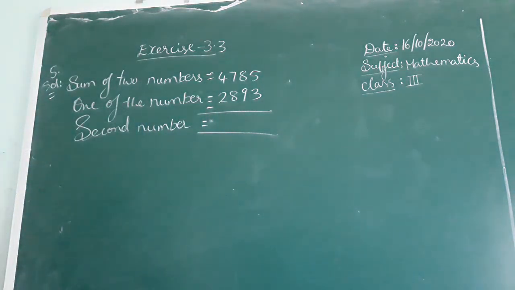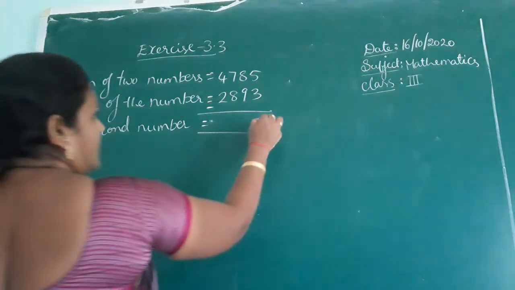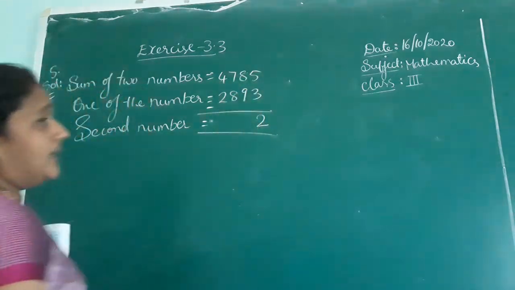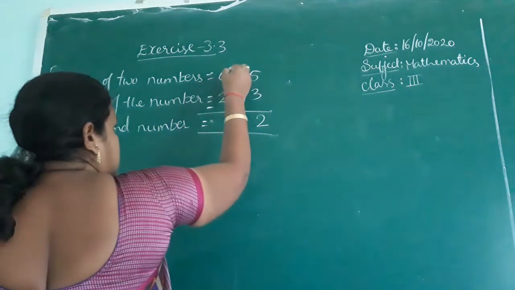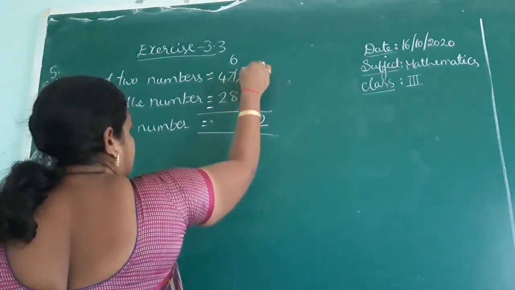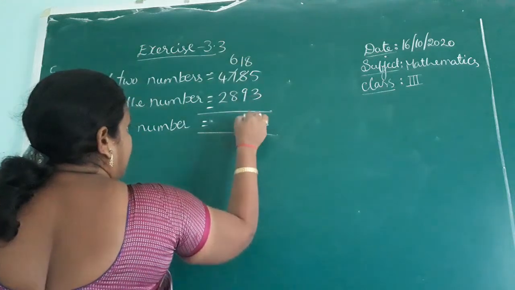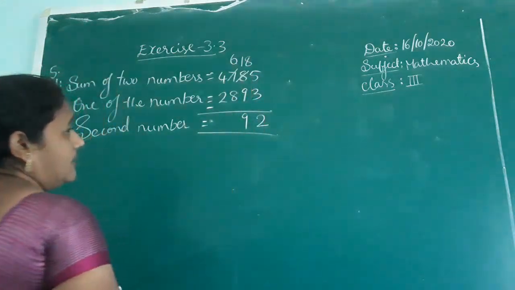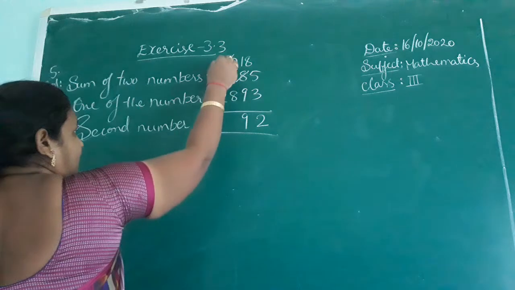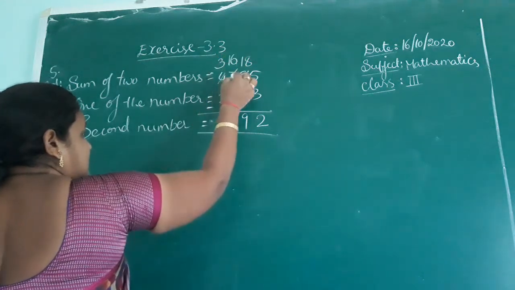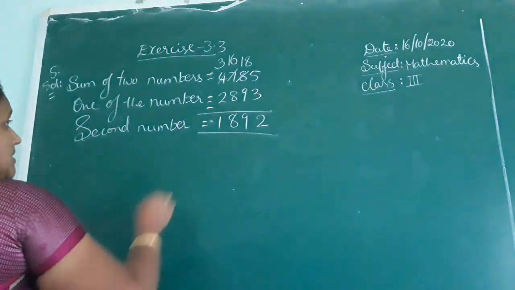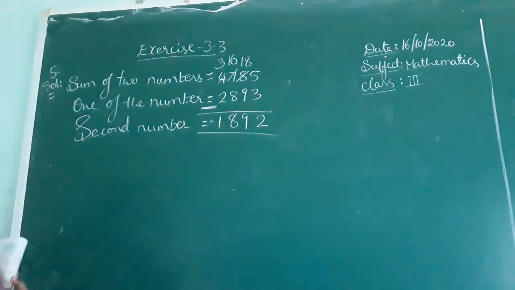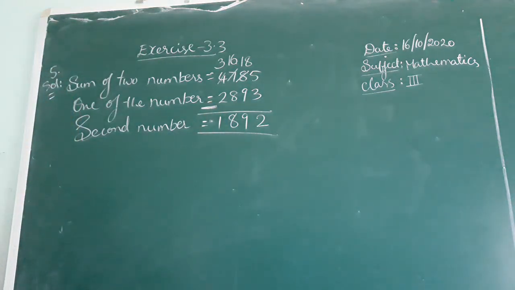5 minus 3, 2. Here 8 minus 9, not possible. So borrow from the before number. Now it is 7 minus 1, 6. This number becomes 10 plus 8, 18. 18 minus 9, 9. 6 minus 8, not possible. So borrow from 4. Now it is 4 minus 1, 3. It is 16. 16 minus 8, 8. 3 minus 2, 1. So it is nothing but 1892.